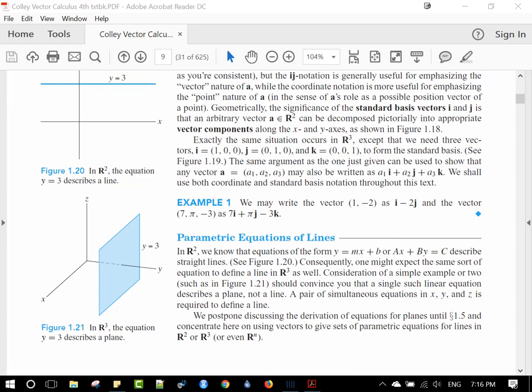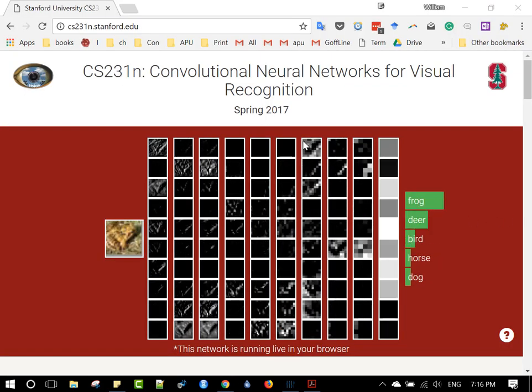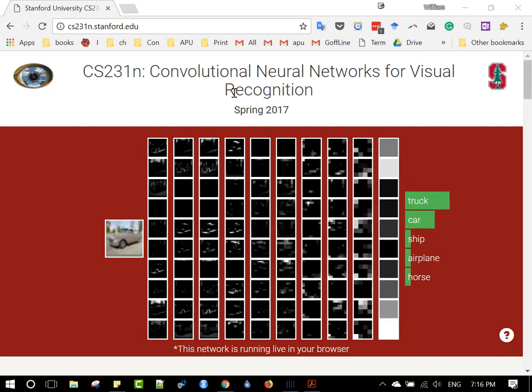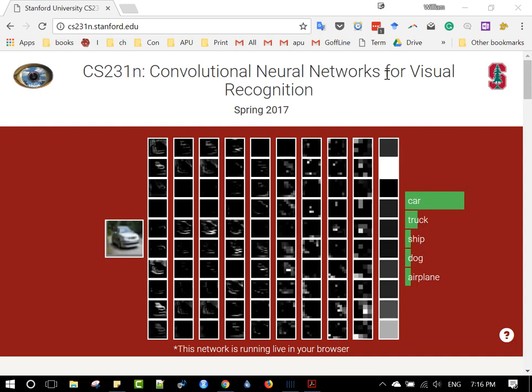Okay, so here we are back at parametric equations of lines. Remember that our goal is to get to the Spring 2017 Stanford Convolutional Neural Networks for Visual Recognition course as soon as possible. Here you can see, by the way, where we're trying to head towards.